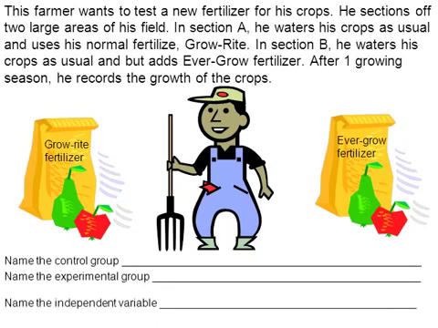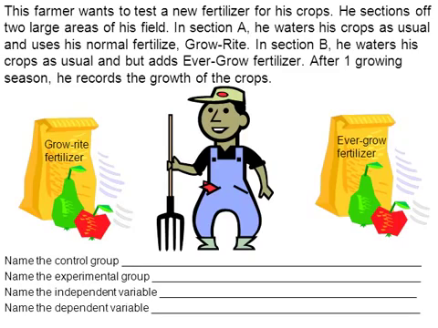Well, go ahead and pause the video and try to answer these 4 blanks. I'm going to show the answers in 3, 2, 1. So for naming the control group, I hope you would say, oh, that was section A. Those are the crops that were given Grow-Right, because the control group is the group that receives the normal. And in this case, he's always been using Grow-Right. The experimental group would be section B, the crops that were given this new factor called Evergrow fertilizer. So that's the experimental group.